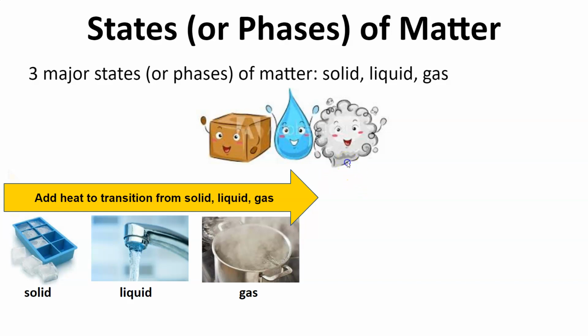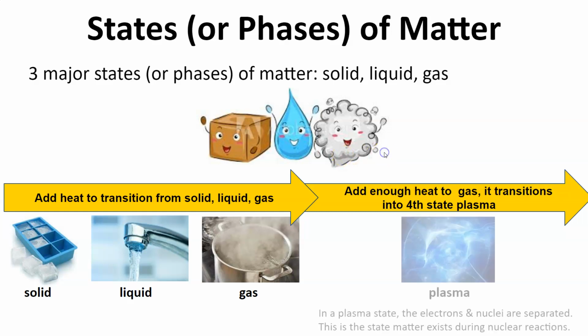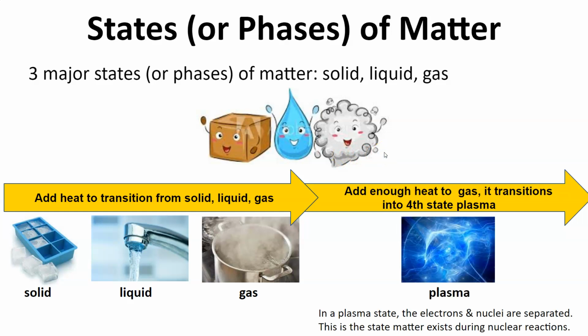But did you know there was actually a fourth state of matter? If you heat gas up enough, so you have to add a lot of heat to it, it can transition into the fourth state called plasma. Now, in the plasma state, the electrons and nuclei are separated. And this is actually the state of matter that exists during nuclear reactions.